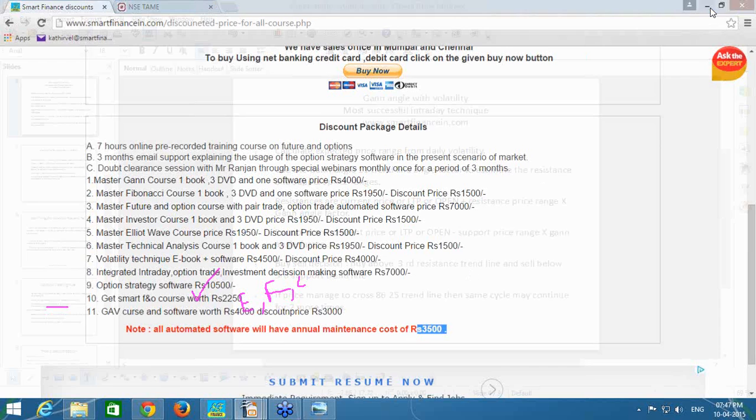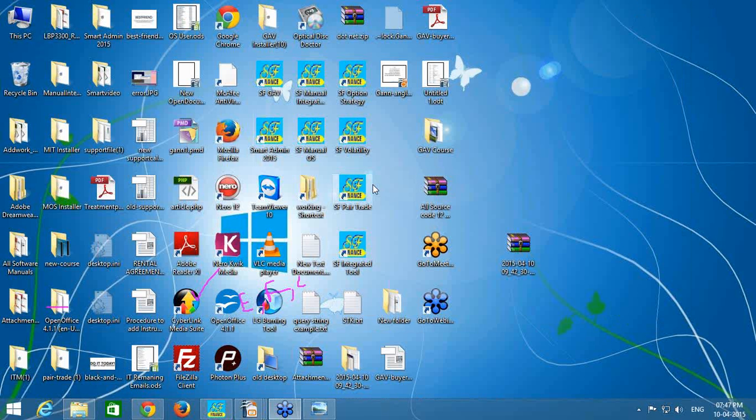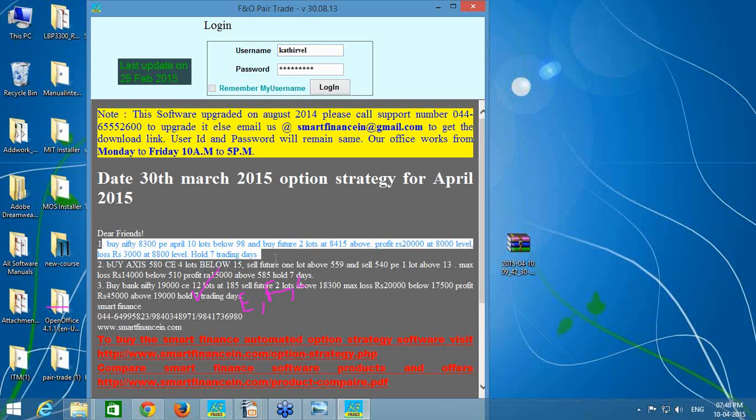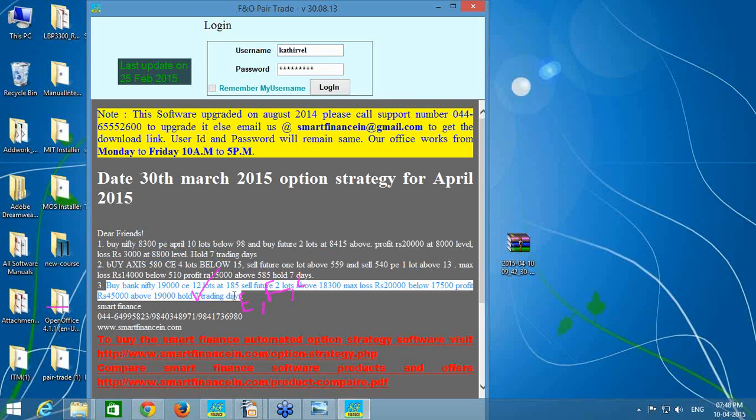Besides that, whenever you take any of our products, on a month-on-month basis, once you open any of our software, on the front screen itself, a couple of option strategies I give every month. Like I have given on 30th March, this is the strategy for April. I have given Nifty 8300 put option along with the future at 48415. I recommended Axis. This is also a 7 days holding. I recommended Bank Nifty.